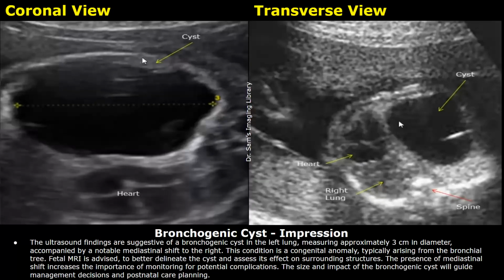This is the impression. The ultrasound findings are suggestive of a bronchogenic cyst in the left lung, measuring approximately 3 centimeters in diameter, accompanied by a notable mediastinal shift to the right. This condition is a congenital anomaly, typically arising from the bronchial tree.